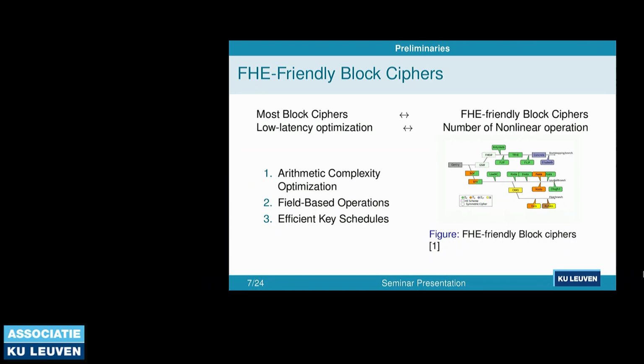There is a big opposition with most of the normal block ciphers, which is that most block ciphers prefer low latency optimization. That means that it's very, very fast, and in most cases this is already hardware implemented instead of only software implemented. Excuse me. Meanwhile, the FHE-friendly block ciphers have more of a focus on the nonlinear operations.